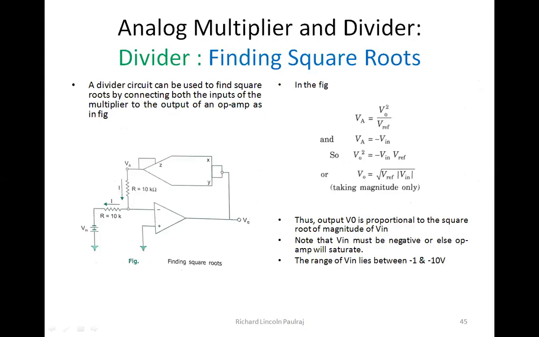Then we also saw how squaring can be done. We took Va equal to V naught square. Why is it V naught square? Because both the inputs are connected together, so V naught into V naught divided by V reference. But we know that Va is actually minus of V in, whatever input voltage is given. Ultimately, to remove this square, I had to use a square root, so the square root function was also possible.